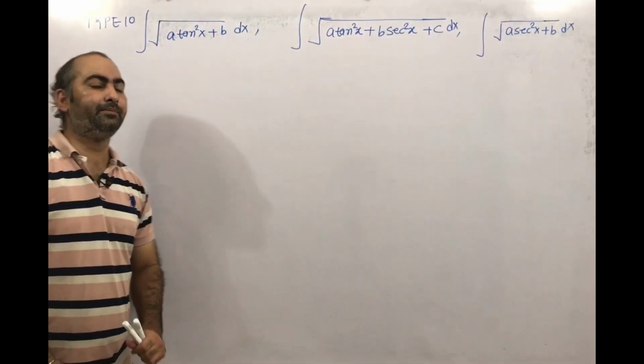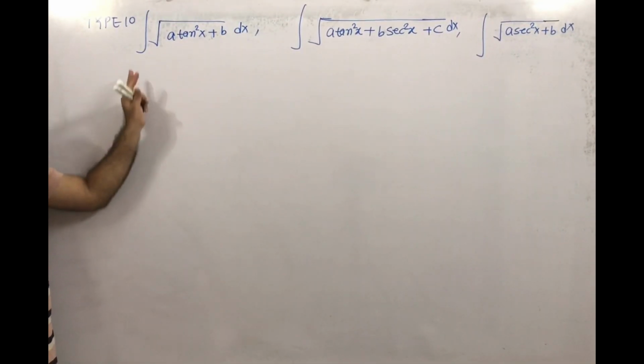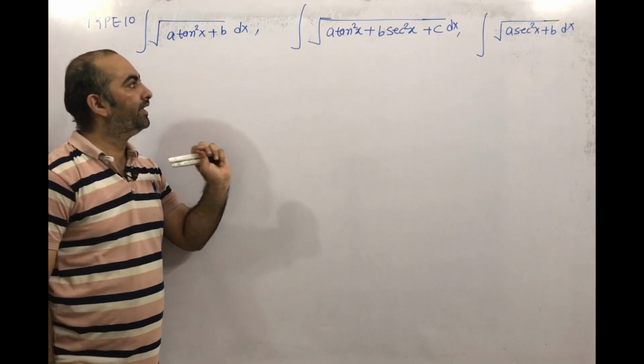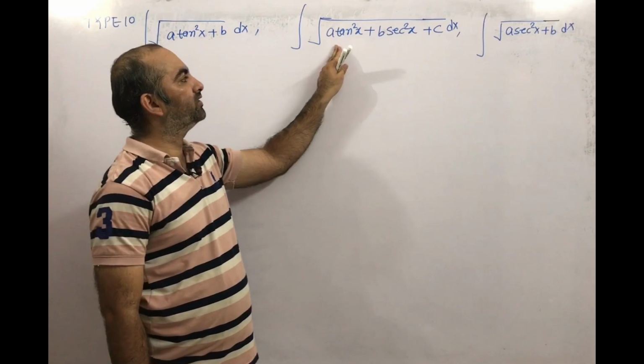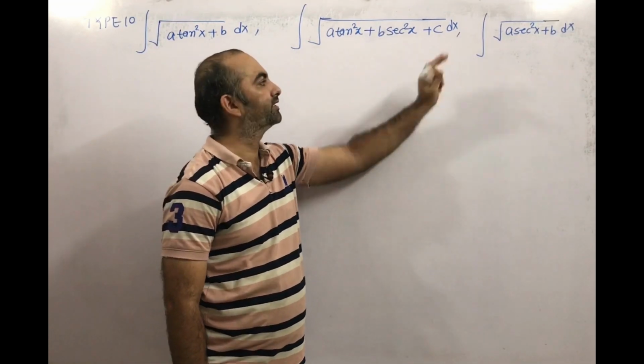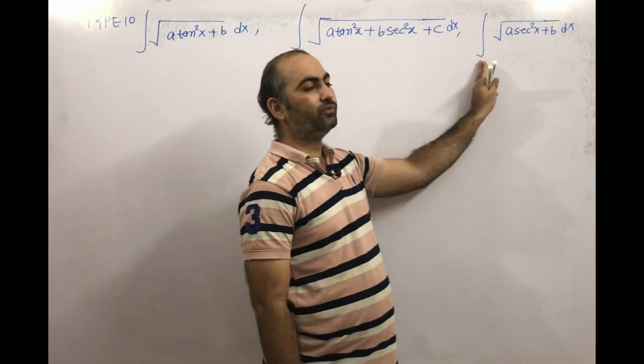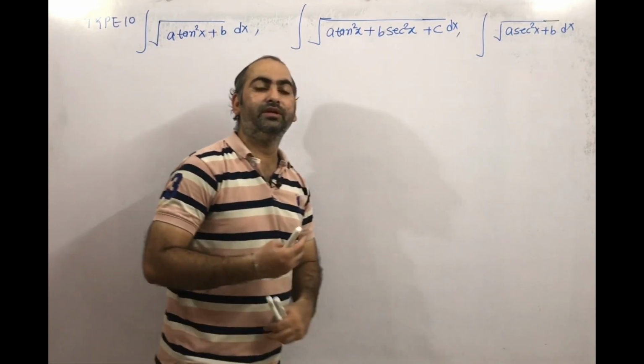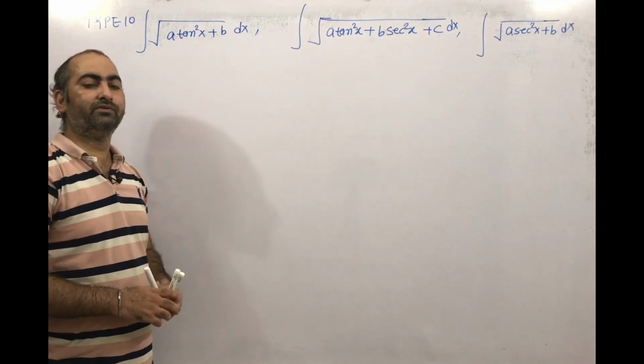We are discussing type 10. So type 10 is what? Integration of root over a tan square x plus b into dx. And here is what? Integration of root over a tan square x plus b secant square x plus c into dx. And third is what? Integration of root over a secant square x plus b into dx. Okay, so how to do integration of these types? One by one we will discuss.